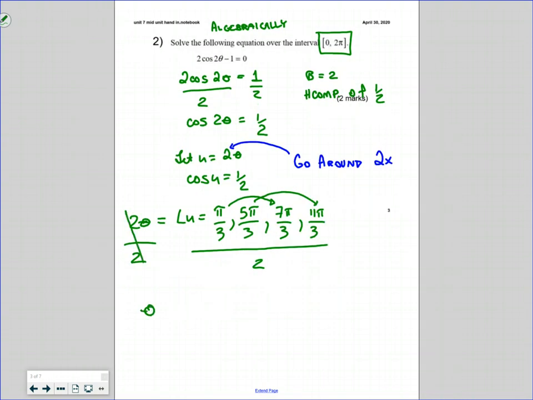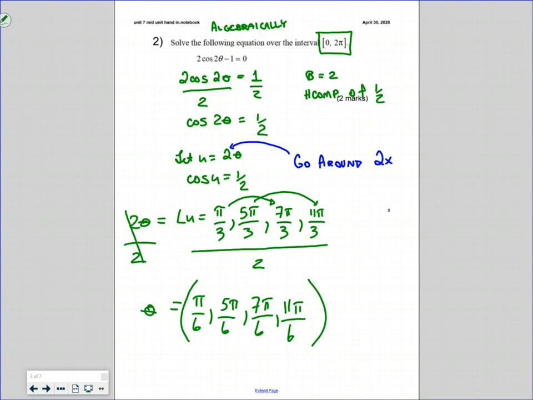So that would leave us 2 divided by 2, 1 theta equals, what's pi over 3 divided by 2? Pi over 6. 5 pi over 3 divided by 2 is 5 pi over 6. 7 pi over 6. And 11 pi over 6. Would you agree that those angles are all between 0 and 2 pi? Absolutely. So make note of that. That's a very popular exam-style question. Make that correction so you don't make it again going further. So that's number 2.